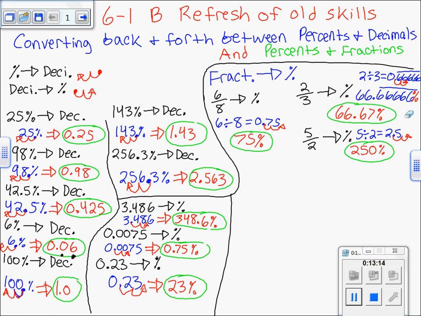So that was converting from fractions to percentages. So now we're going to go in the other direction. We're going to go, well, what if you wanted to convert from a percentage to a fraction? You could do this if you had a question that said, for example, what is 50% of a number, we can work with this. That's what we're going to do.